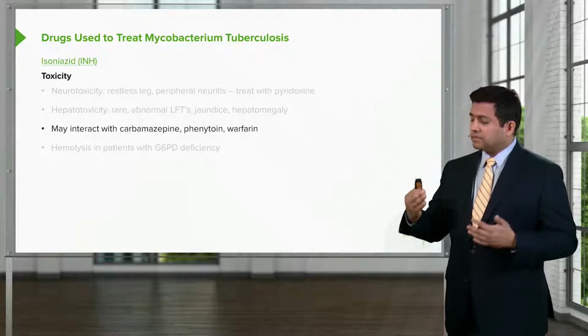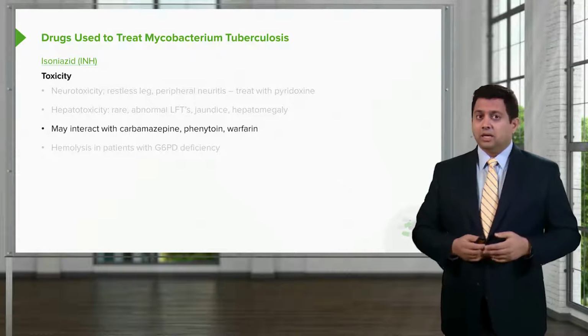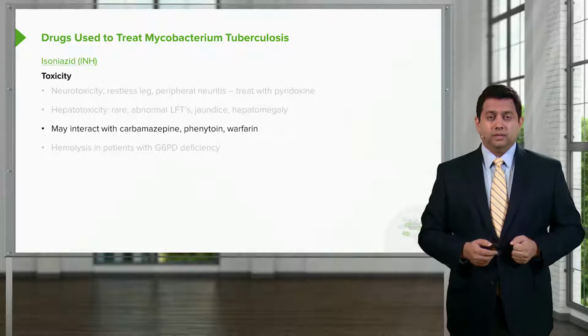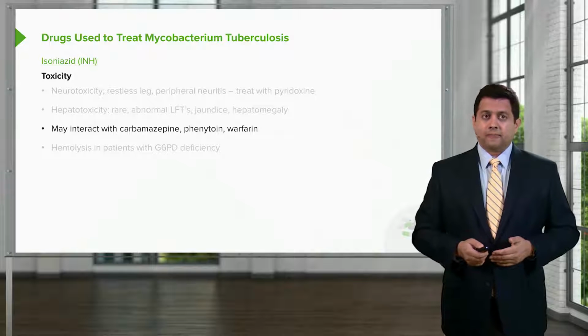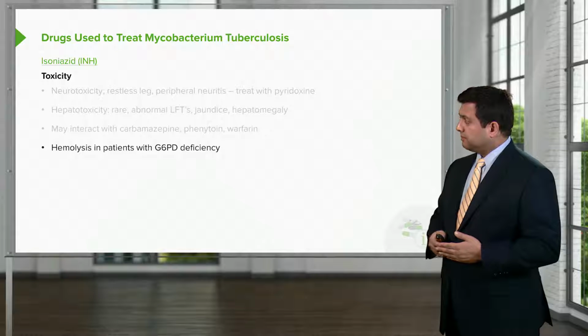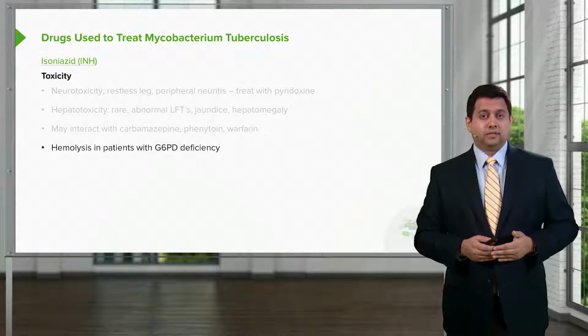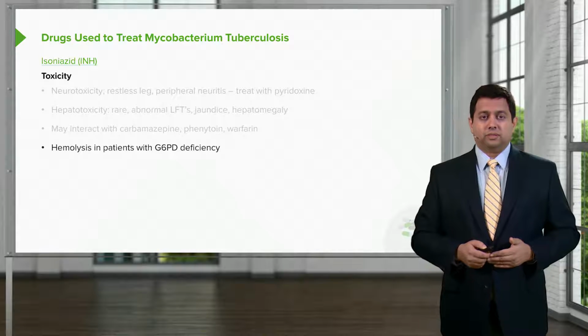One of the problems that we have with isoniazid is its interactions with other medications, which include carbamazepine, phenytoin, and warfarin. So clearly this agent is working through the cytochrome system. One of the other issues that we worry about is hemolysis in those patients who have glucose-6-phosphate dehydrogenase deficiency. So this is an important part of your history before you prescribe this drug.